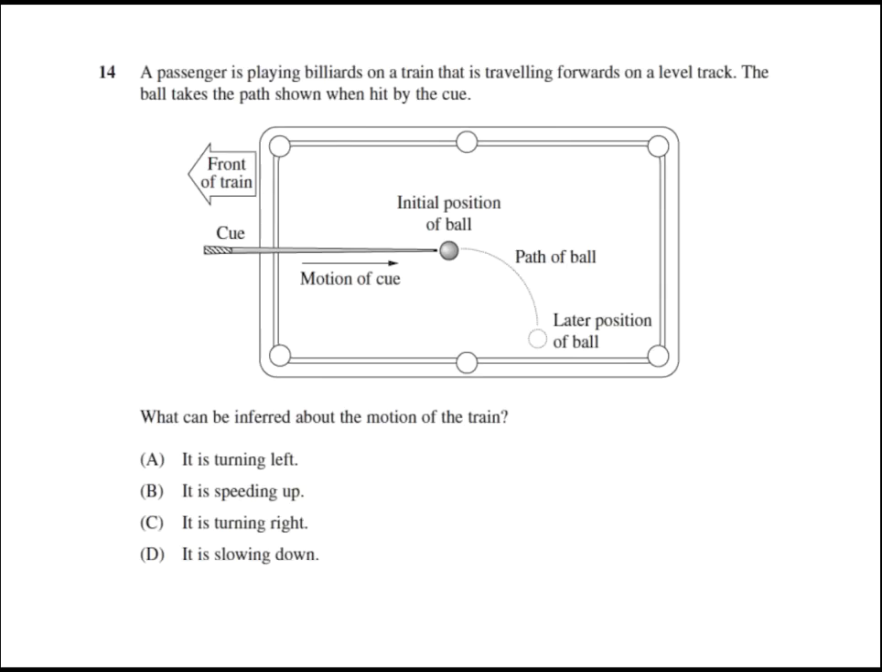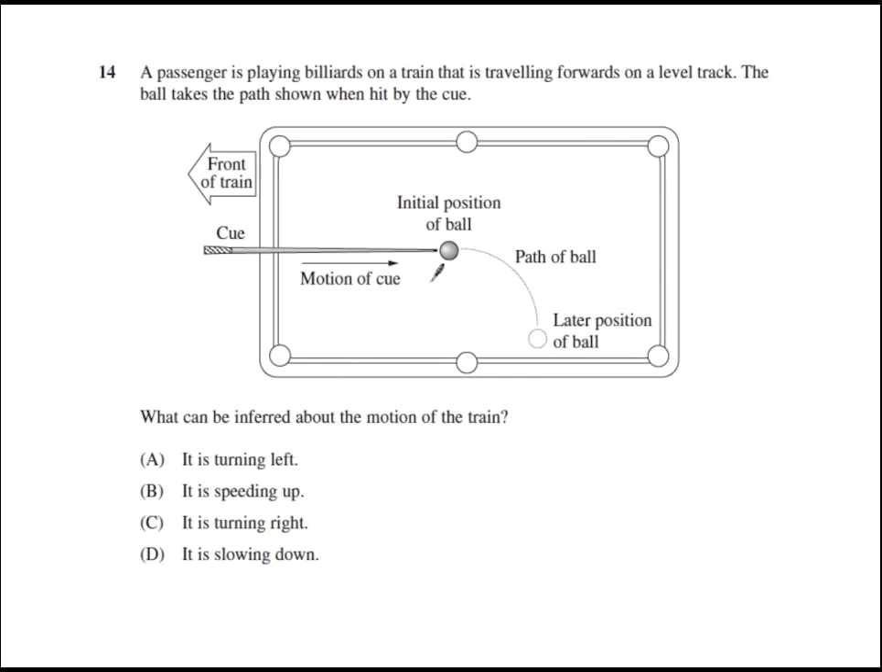Let's move on to question number 14. A passenger is playing billiards on a train and is travelling forward on a level track. The ball takes the path shown when hit by a cue. What can be inferred about the motion of the train? It is turning left, it is speeding up, it is turning right, it is slowing down. Pause right now.